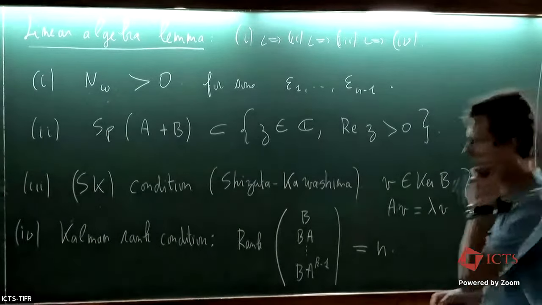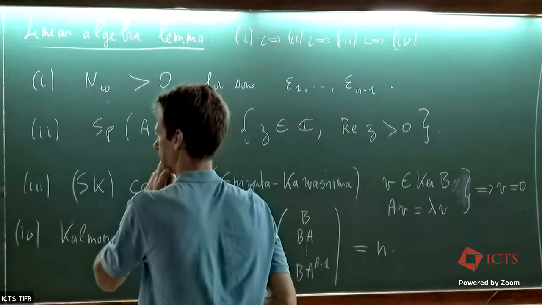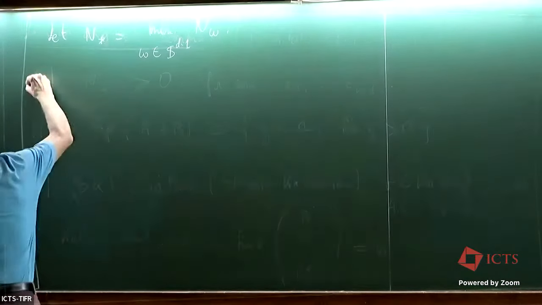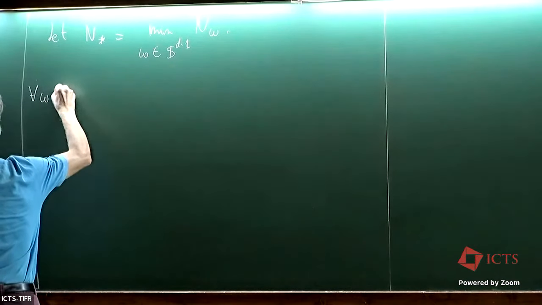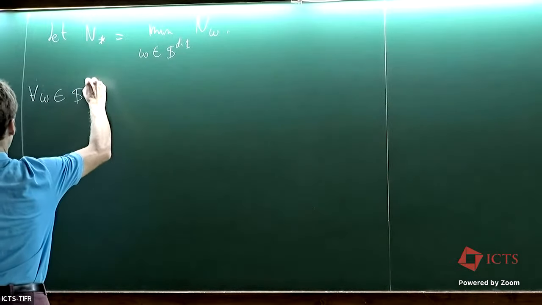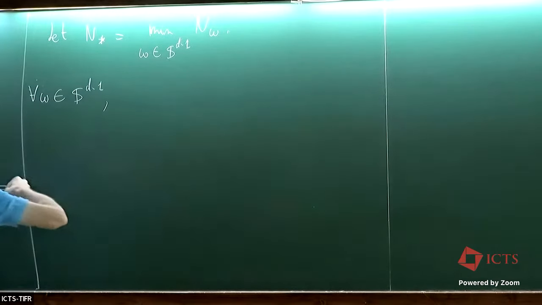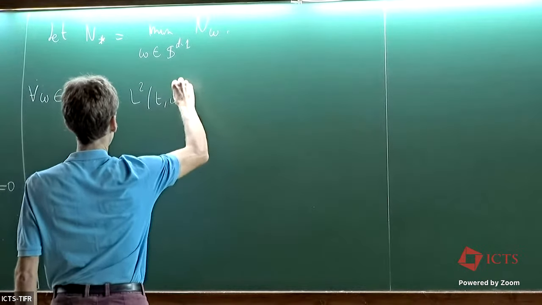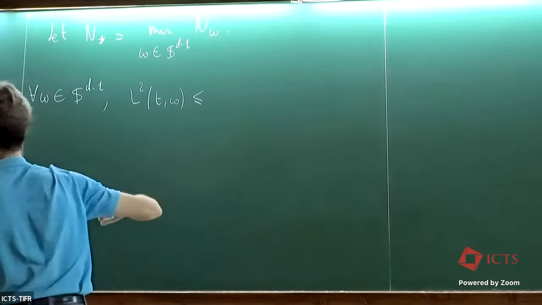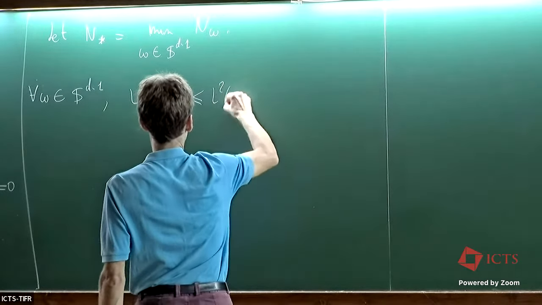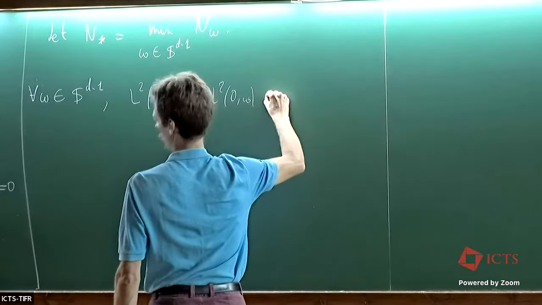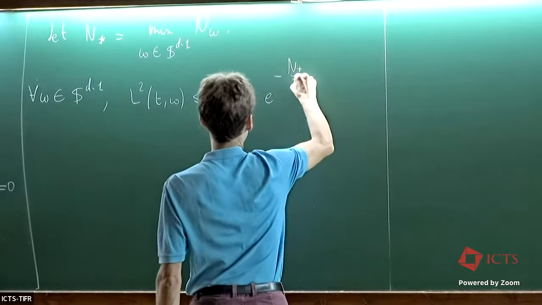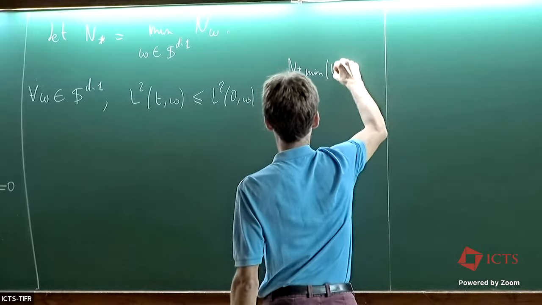So what I can say is that, from the inequality that I proved before, for all t we have this property: L square, which actually also depends on omega, is smaller than the same L square at 0 omega times the same exponential factor, minus n star divided by 2, the minimum of 1 and S square, t.